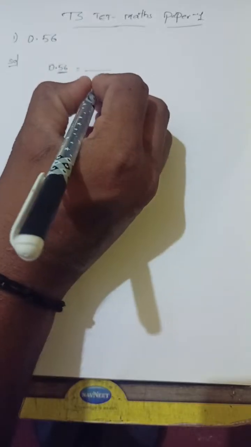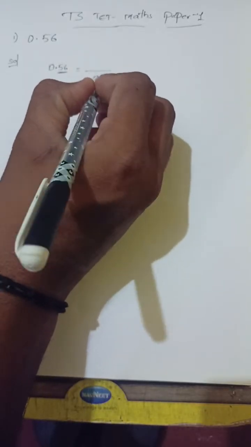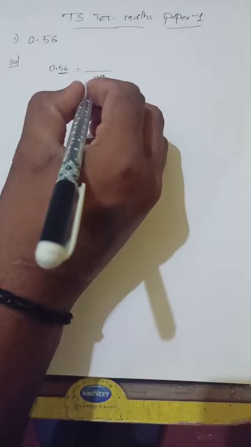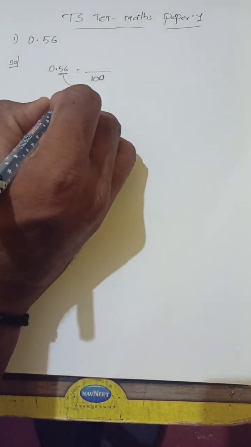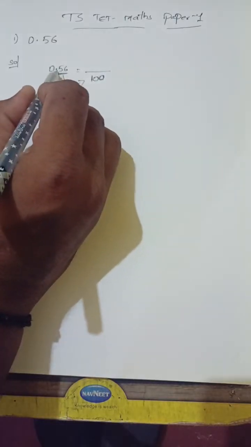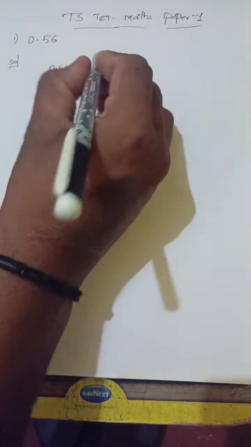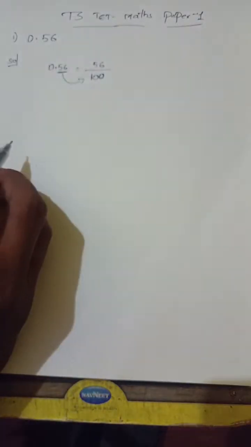So in the denominator we are writing 2 zeros, so we are writing 100. Why are we writing 100? Because 0.56 is in decimal format, and we are converting it into a fraction. This can be written as 56 by 100.